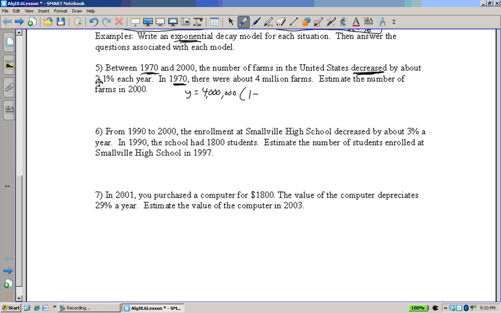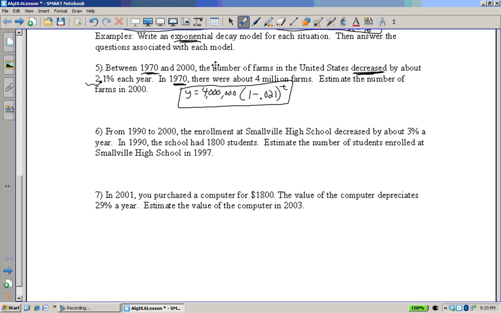Now, I can't put 2 1/10 here. I'm going to have to convert that to a decimal, move it 2 places to the left, and we have 21 thousandths. We're going to raise that to the t power. This is my exponential decay model. That's the general and generic model.